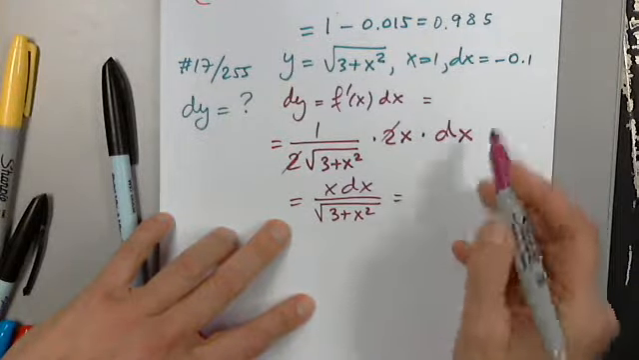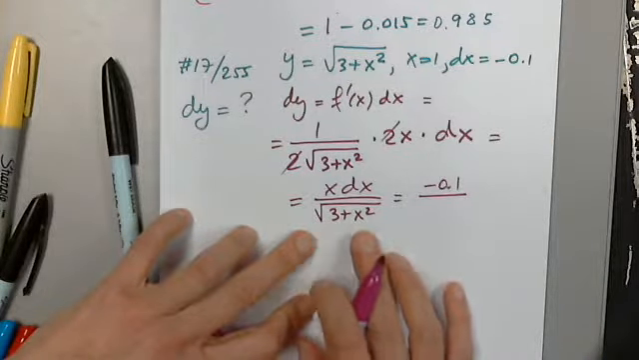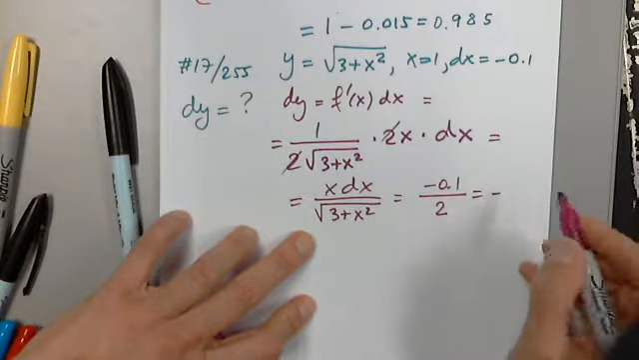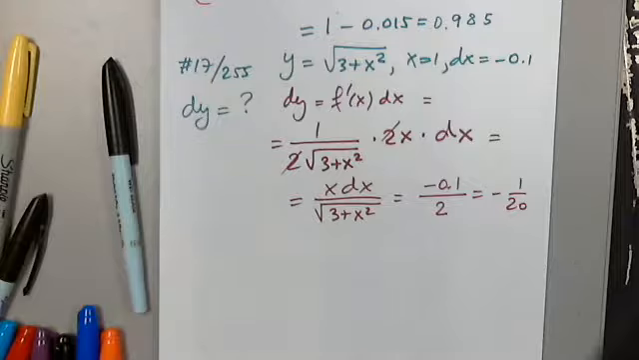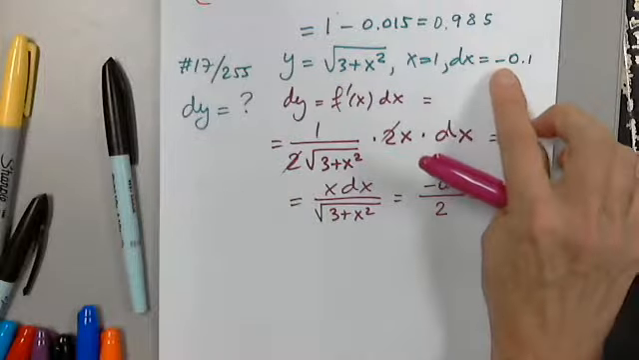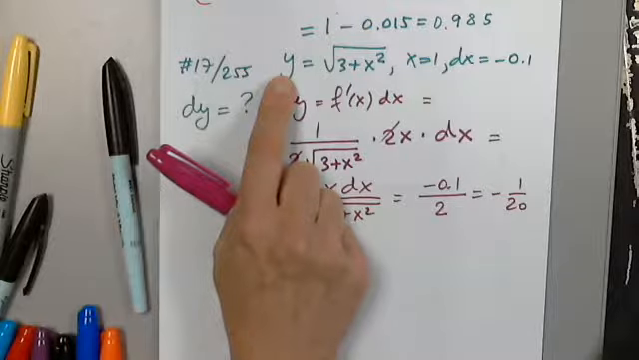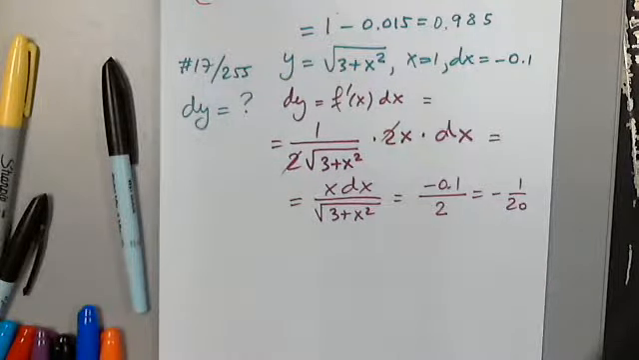So now we can go in and plug in the information. So we have 1 times dx, which is negative 0.1. And the denominator is 3 plus 1. Square root of 4 is 2. So this is negative 1 divided by 20. So we can say that for this particular function, a change in x of negative 0.1 triggers a differential in y of negative 1 over 20.